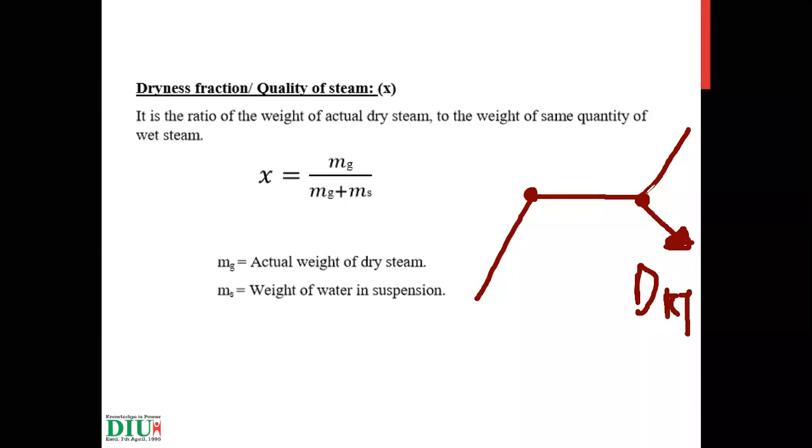From this point, if we give more heat, we get the superheated steam. So basically dry steam has only one point, wet steam has a region, and superheated steam also has a region, but dry steam has only one point available in the water to steam transformation line.